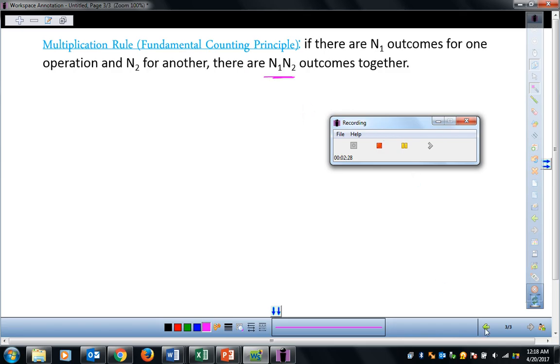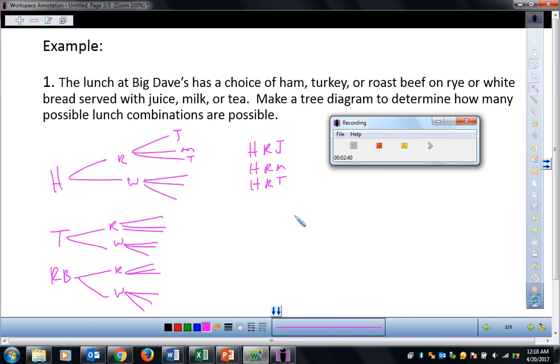So let's go back to this real quick. Without doing this tree diagram, we have three possibilities of meat. We have 2 possibilities of bread, and we have 3 possibilities of drinks. And then if we are multiplying these all together, we have 3 times 2 times 3 gives us the 18 that we came up with a second ago.